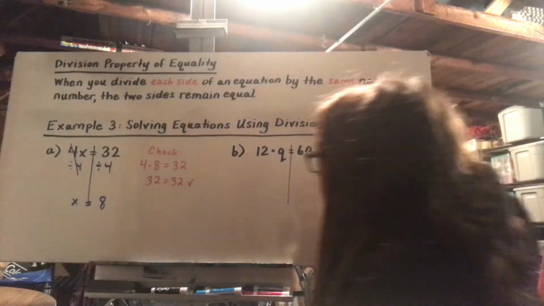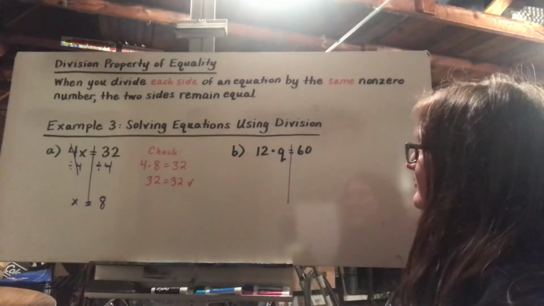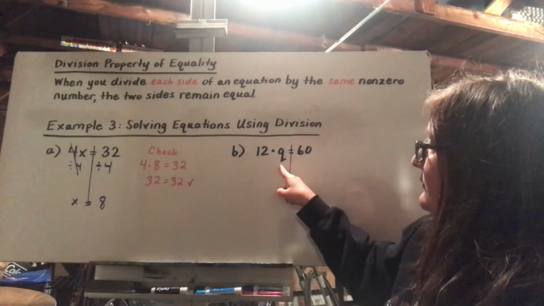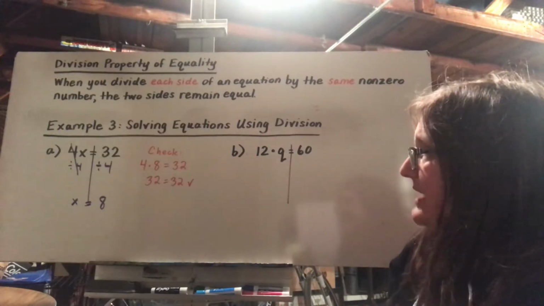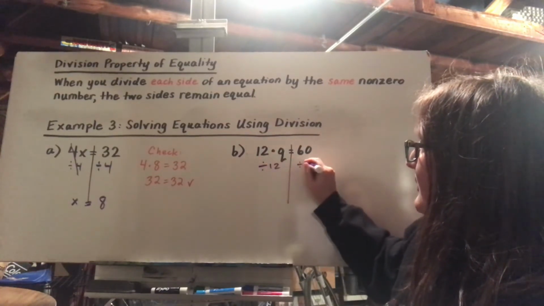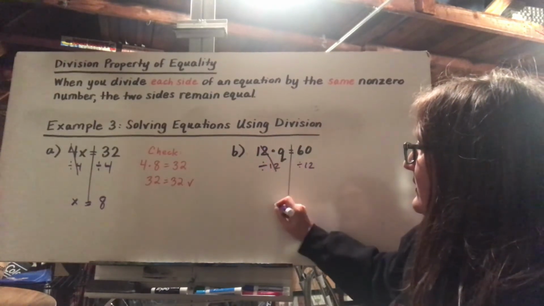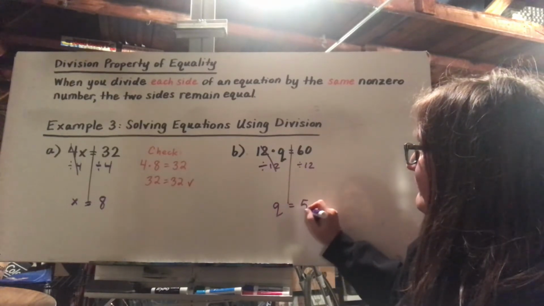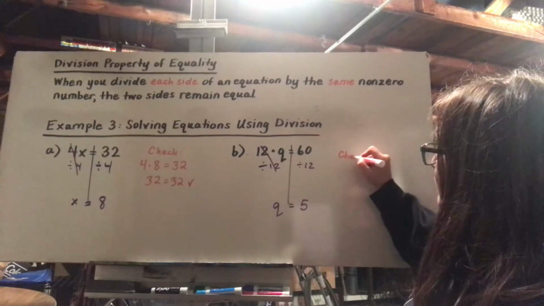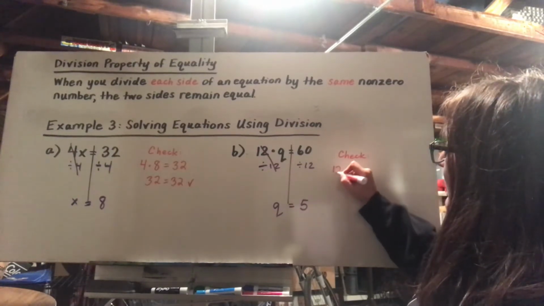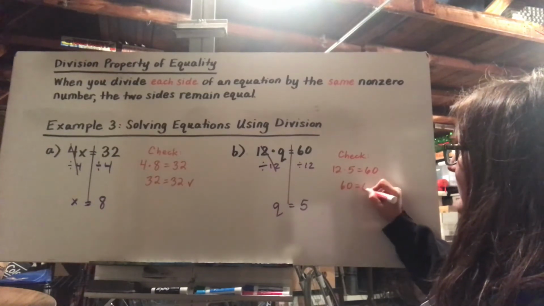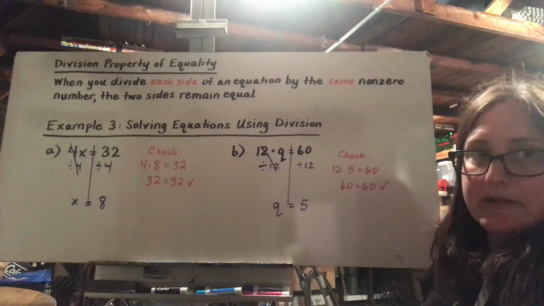They check out. Here I've got 12 times q equals 60. So q is my variable I'm solving for. I have q times 12. The opposite of times 12, divide by 12. I have to do it on both sides. 12 cancels out here, and I get q equals 5. Now I'm going to check it by plugging it back in. So 12 times 5 equals 60. 12 times 5 is 60. Both sides are equal. My answer checks out.